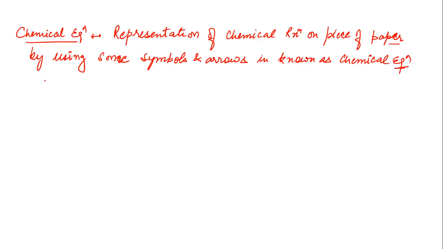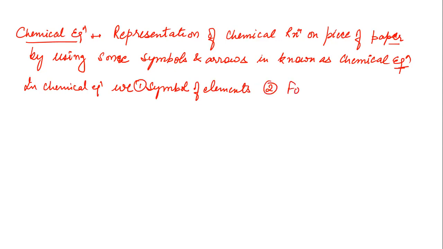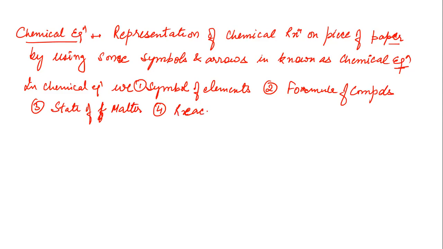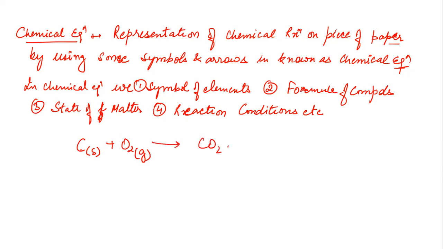Now in a chemical equation we use, number 1, symbol of element, number 2, formula of compound, number 3, their state of matter, 4th, reaction condition, etc. For example, if we write C(s) plus O2(g) gives you CO2(g).